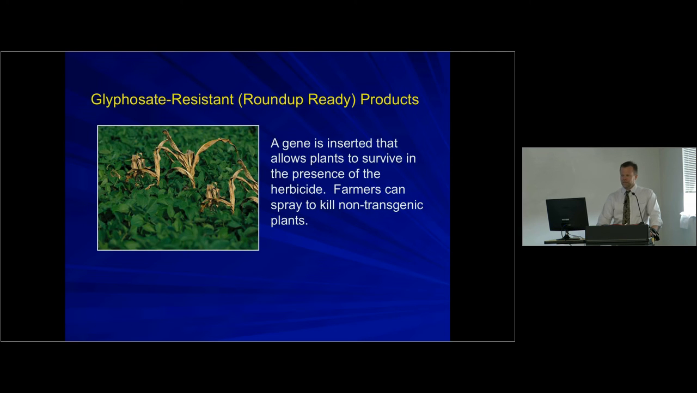The next major example of genetically engineered crop is the glyphosate-resistant or Roundup Ready products. And what this does is it allows the plant to be sprayed with a mild herbicide that kills the weeds, but is relatively harmless to animals. And if you look at this picture, it shows some corn that's growing through some soybeans, where the corn was not Roundup Ready, but the soybeans are.